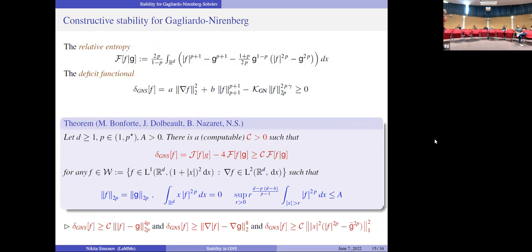Our result goes like this. If we take any d bigger than 1, p between 1 and p star, p star excluded, I will comment on it later, then what we can prove is that for a set of functions defined by these properties, our non-scaling variant form of the deficit controls the entropy with a constant which is explicit and depends only on these parameters. If you want, this is a kind of stability result, because as I told you before, the relative entropy controls the distance between the function f and the function g. In this case, it will be an L2p distance. So basically, this tells you that the deficit controls an L2p distance between f and g.